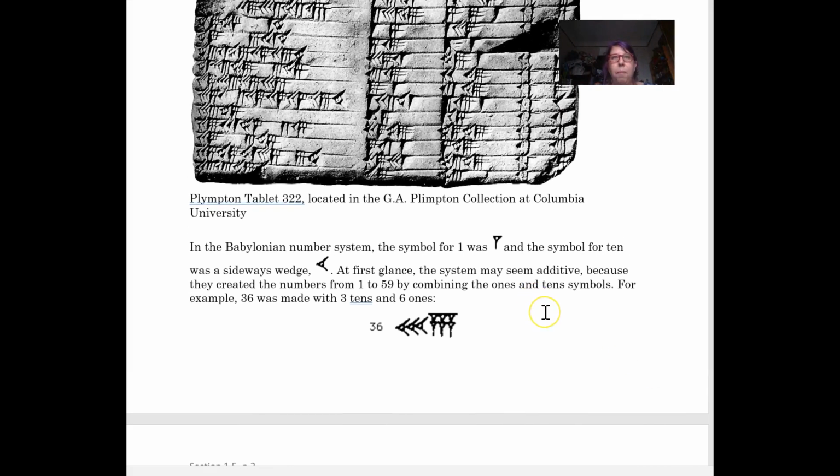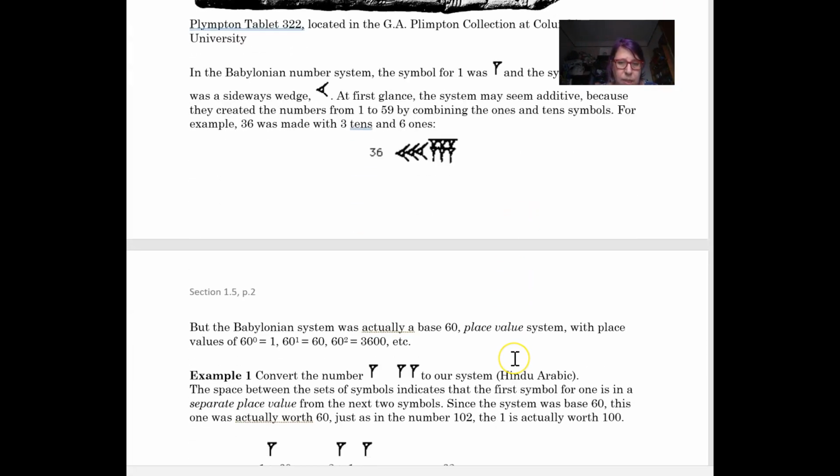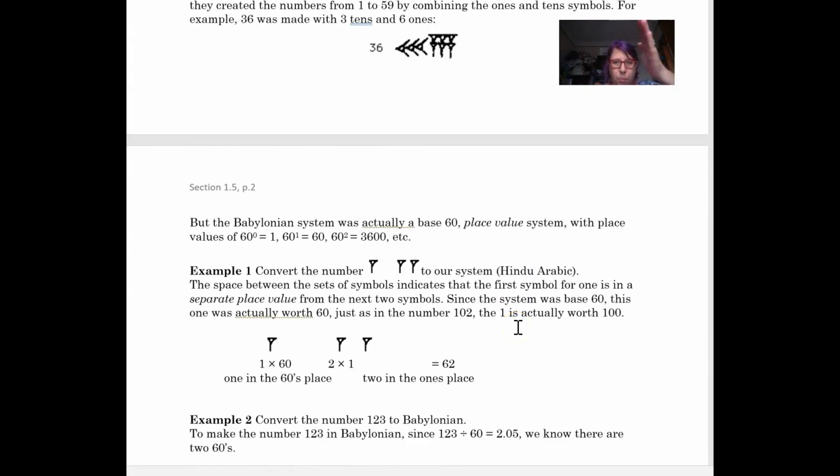Mayan is the same way. Mayan looks like it's additive because you're repeating those dots, but in the end, they had a different value for each place going up. The Babylonians had a different place value for each place going across, the way we do in Hindu Arabic. So this is the ones place right here, and this is the 60s place over here. So we have 1 in the 60s place and 2 in the ones place.